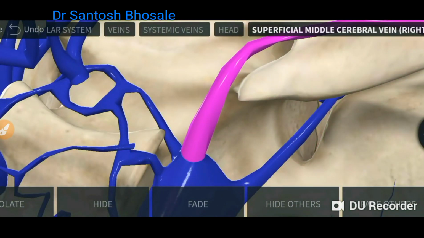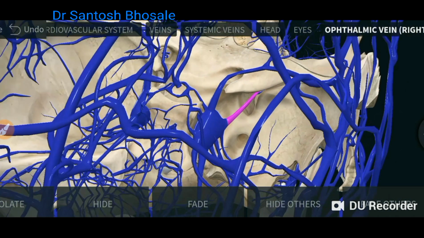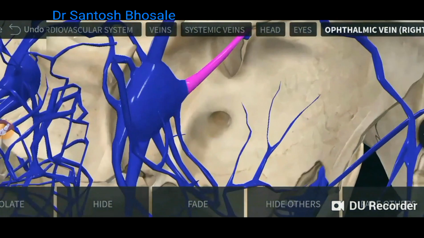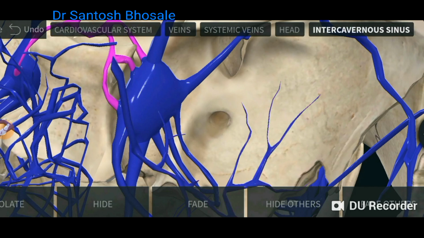So the superficial middle cerebral vein drains into it, and it communicates with the sphenoparietal sinus. These are the ophthalmic veins. It drains those, and it also drains the sphenoparietal sinus and middle meningeal sinus. Coming to communications, you can see the communications. What are the tributaries of the cavernous sinus? Superior ophthalmic vein, inferior ophthalmic vein, central vein of the retina. Then you will see the superficial middle cerebral vein, inferior cerebral veins, sphenoparietal sinus.